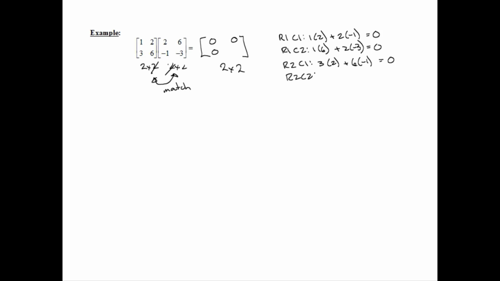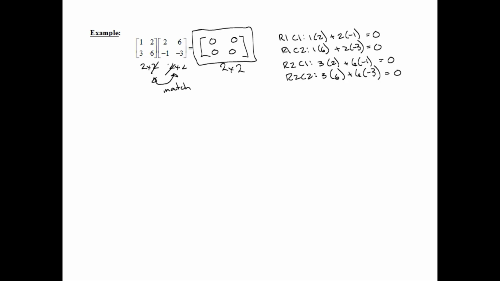Row 2, column 2. Here's row 2, here's column 2. 3 times 6 plus 6 times -3. So we get 18 minus 18, which is 0. So we got the 0 matrix, even though neither of the matrices that we started with were zeros.